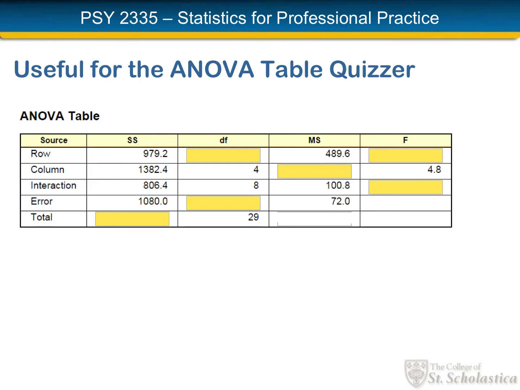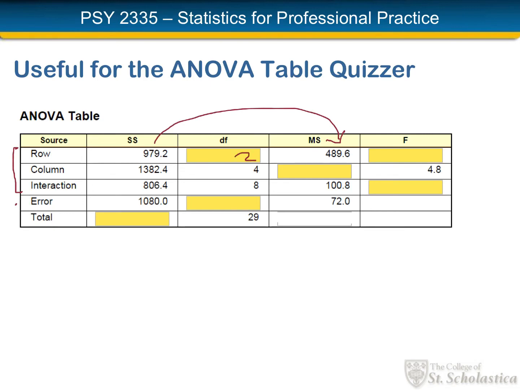Our ANOVA table quizzer lets us work with these factors and get familiar with them just as it did with the one-way analysis of variance. You have to set it for a two-way ANOVA. It gives us the three elements: row, column, and interaction. It gives us error and then total. So in this situation, we would have to find our degrees of freedom for rows by taking 979 dividing by 589. My guess is that's going to show up to be 2.